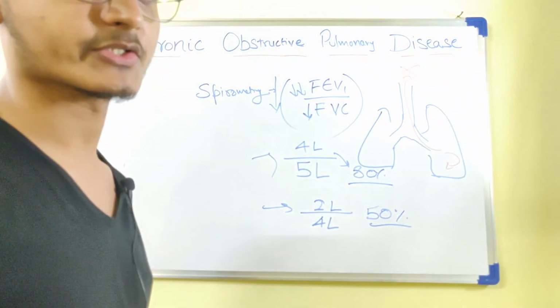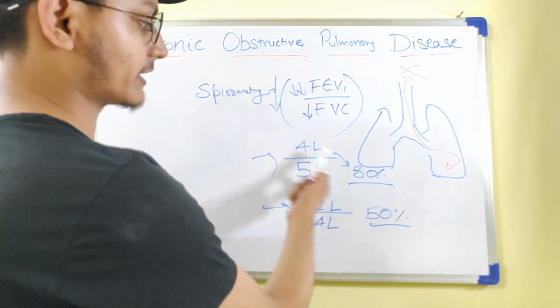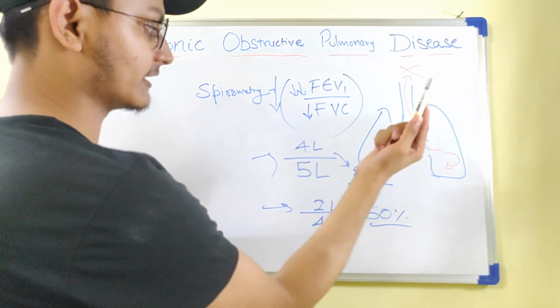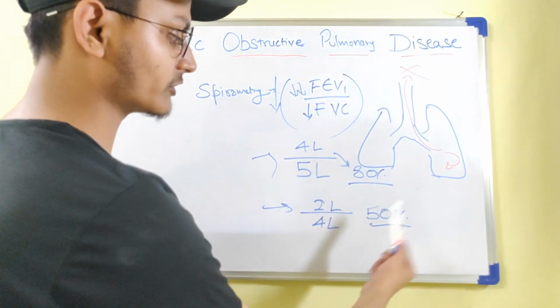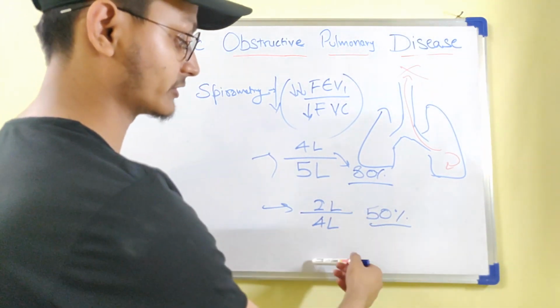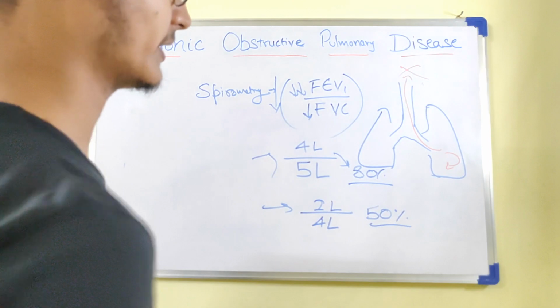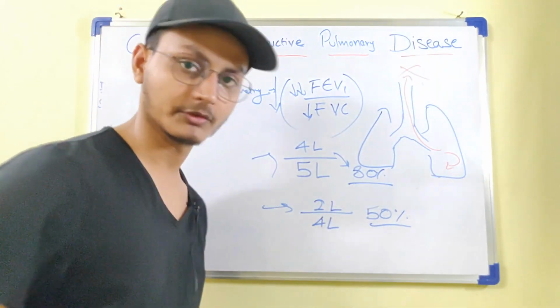And this is what happens in patients with chronic obstructive pulmonary disease. Normally, you expire about 4 liters of air in 1 second out of this 5 liters, but in chronic obstructive pulmonary disease, you expire about 2 liters of this decreased 4 liters. So this is giving you about 50% of the total volume that you're going to expire. What happens to that 1 liter? That's going to stay inside your lung, right?